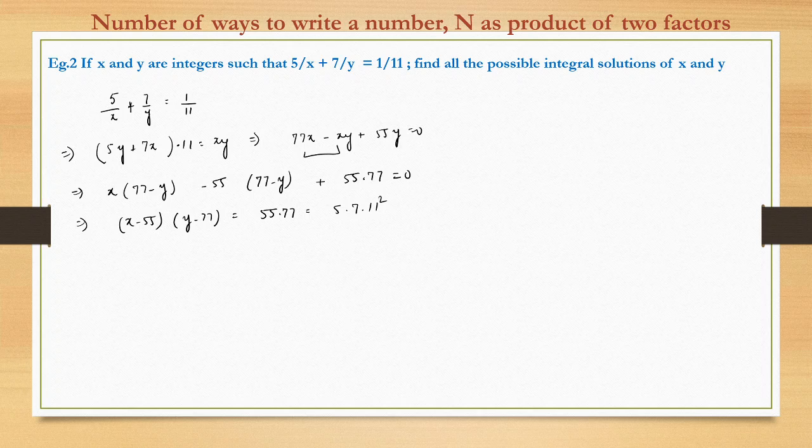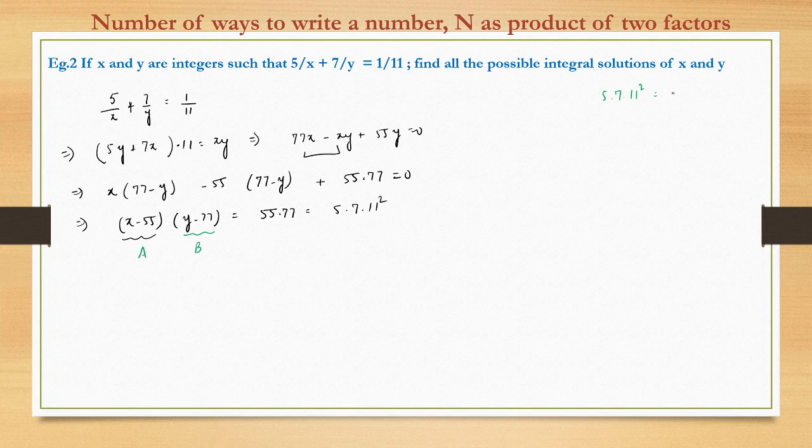Fine. So find all possible integral value solutions of x and y. Integral solutions, all possible integral solutions. So in the same way we can do here. Let this be a and let this be b, where a and b are integral values. It can take negative or positive values both. So it is the same as writing 5 into 7 into 11 square as the product of two factors a and b. So let us see what the factors could be. There would be many factors.